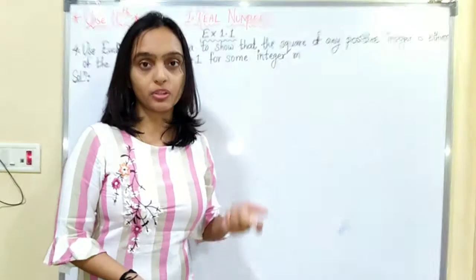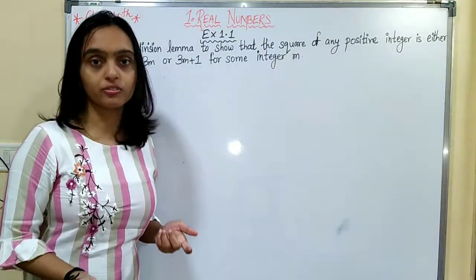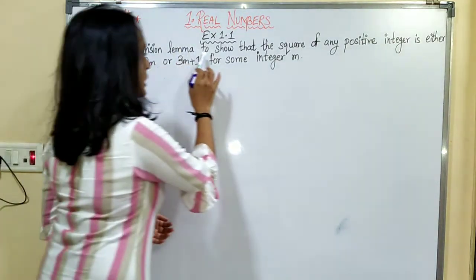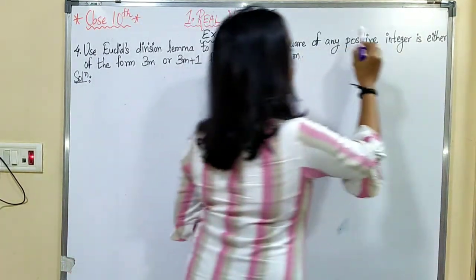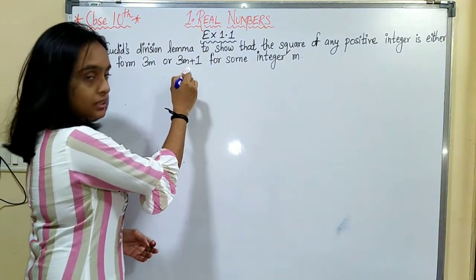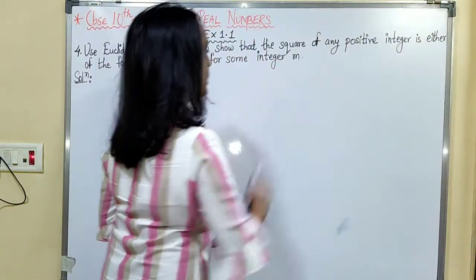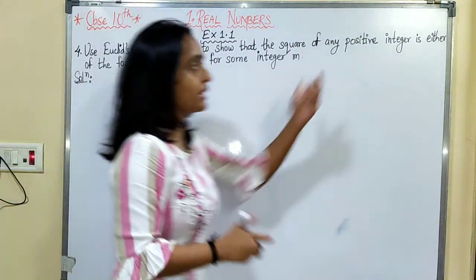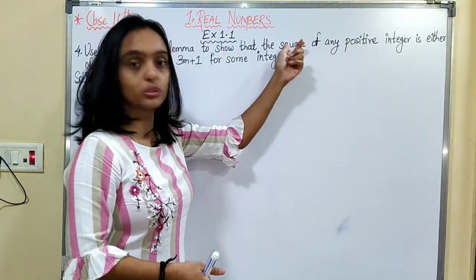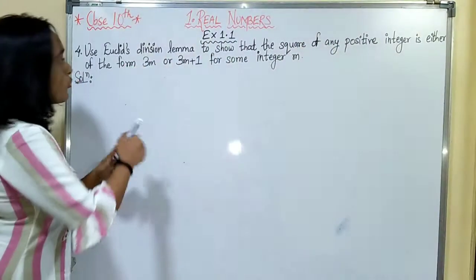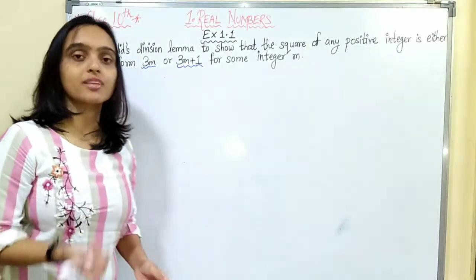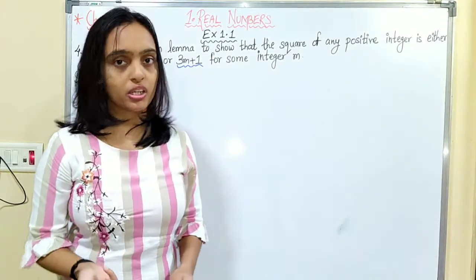Real numbers, exercise 1.1, the fourth and the fifth question. Okay, so the fourth question says use Euclid's division lemma to show that the square of any positive integer is either of the form 3m or 3m plus 1 for some integer m. So we have to consider any positive integer and then show that its square is of the form 3m or 3m plus 1. So here again we will use Euclid's division lemma.